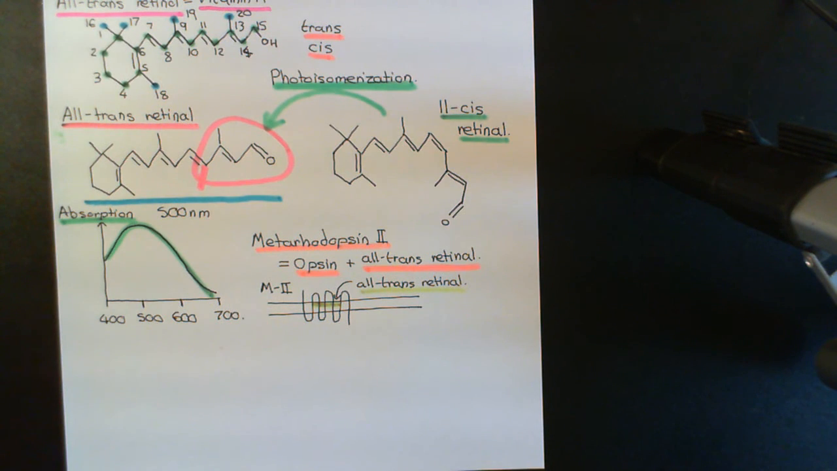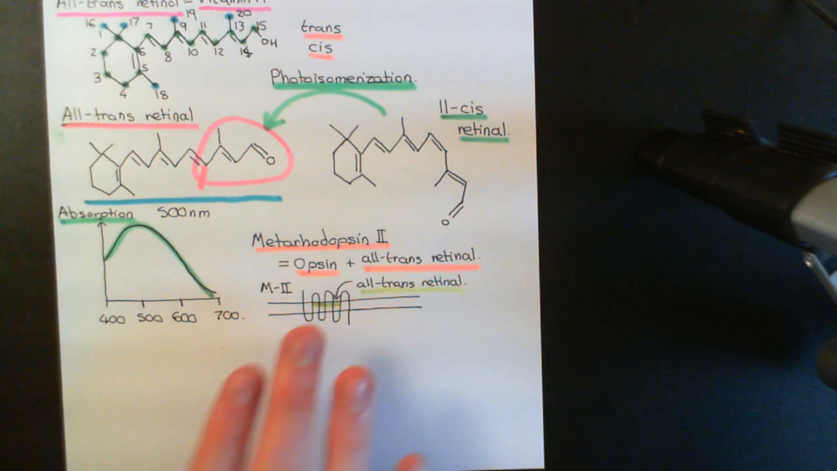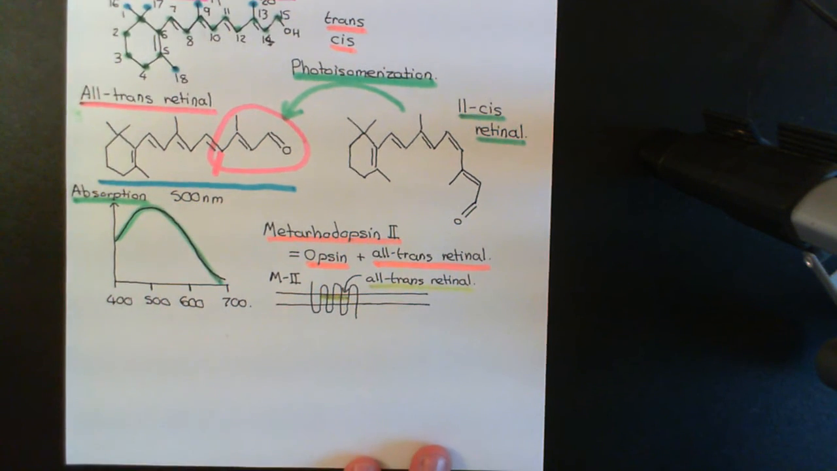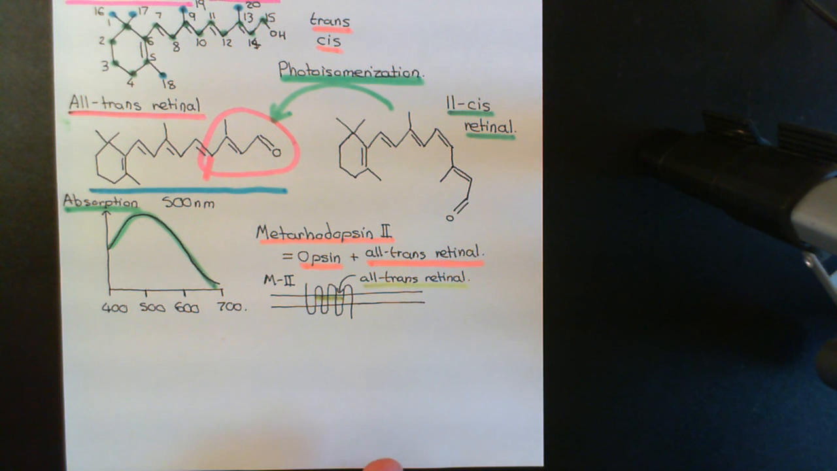Okay, so I think we'll have a break here, and in the next video what we will discuss is the signaling pathway downstream of meta-rhodopsin 2. So we'll discuss transducin and phosphodiesterase 6 and the cyclic nucleotide gated cation channels that give rise to the dark current. And we'll see how this is actually going to lead to an electrical signal within the photoreceptor.